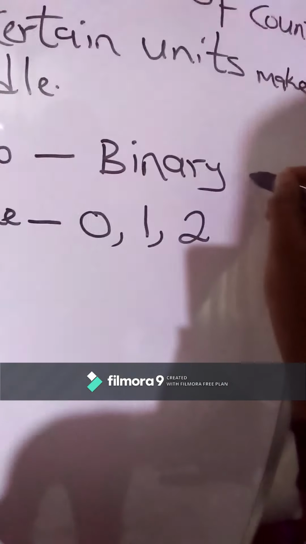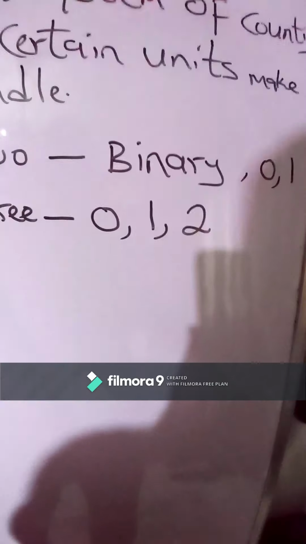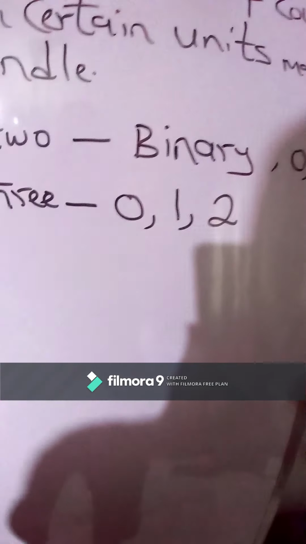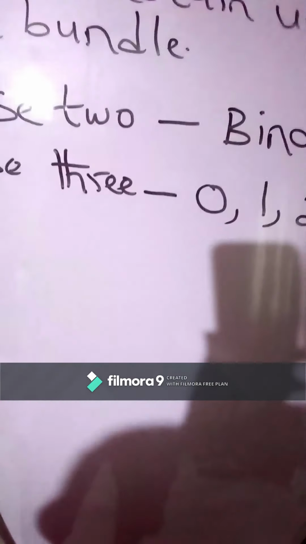Base 3. The only numbers you can see in base 3 are 0, 1, 2. The numbers you can see in base 2 are 0 and 1. Always remember, as a rule, the numbers that can appear in a number base must be 1 less than that base. If, for example, you are given base 8, the highest digit you can see in base 8 will be 7. 8 minus 1, 7.